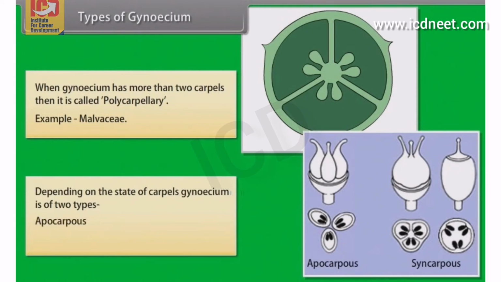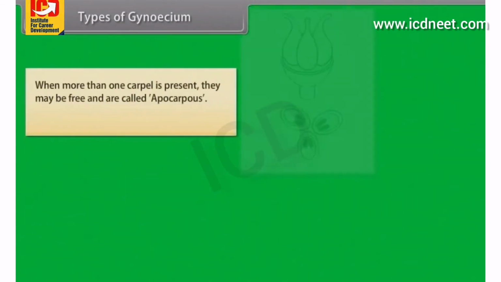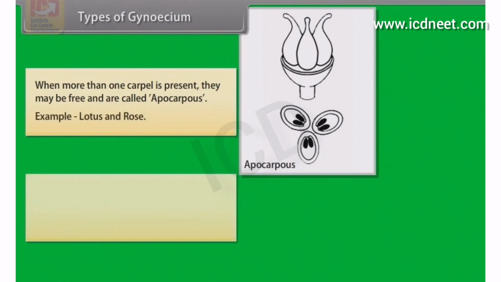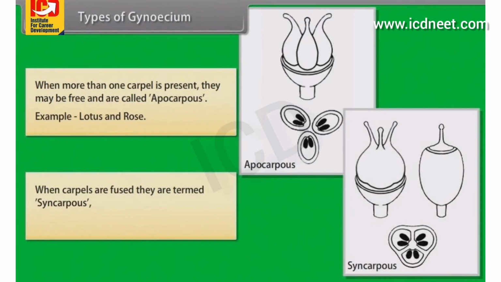Depending on the state of carpels, Gynoecium is of 2 types: apocarpous, syncarpous. When more than 1 carpel is present, they may be free and are called apocarpous. Example: lotus and rose. When carpels are fused, they are termed syncarpous. Example: mustard and tomato.